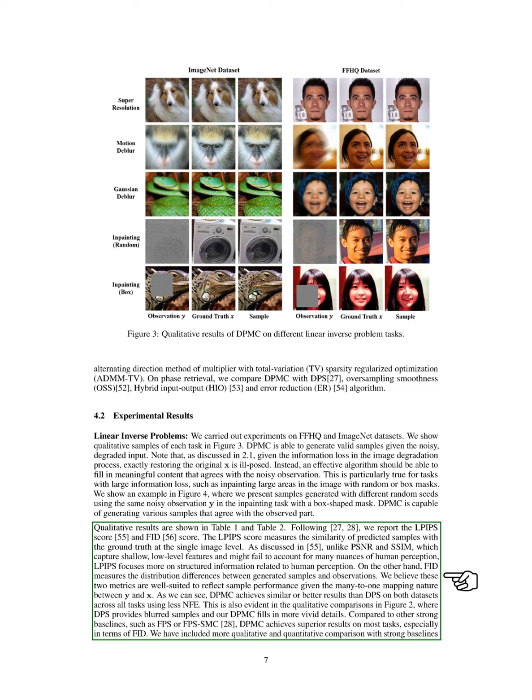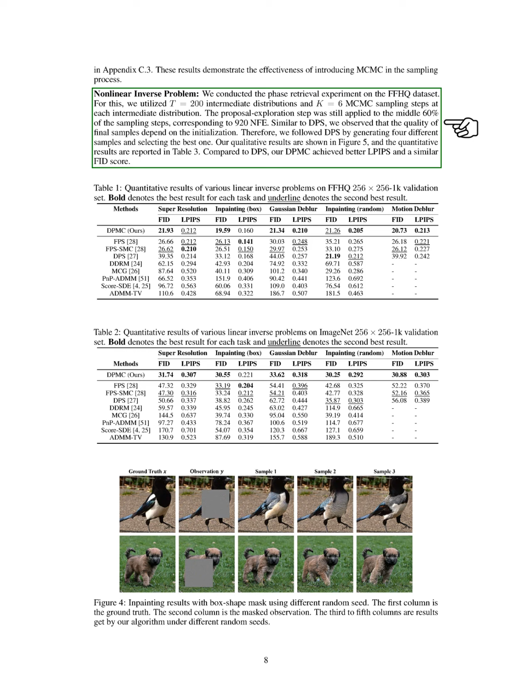We find that the quality of the final samples depends on the initialization, so we generate 4 samples and select the best one. Our results show that DPMC outperforms DPS in LPIPS while achieving a similar FID score.